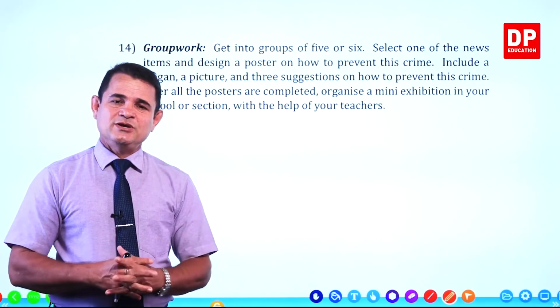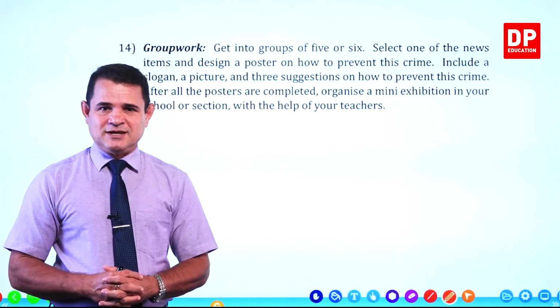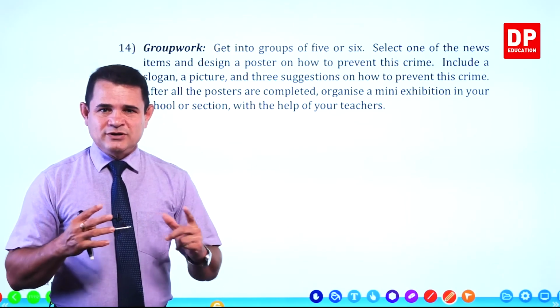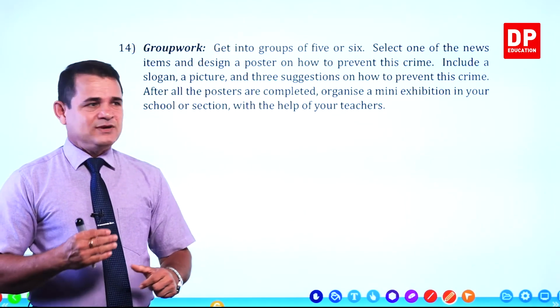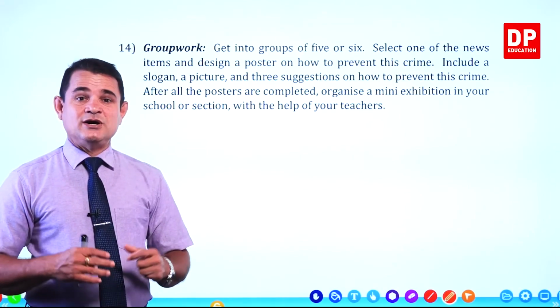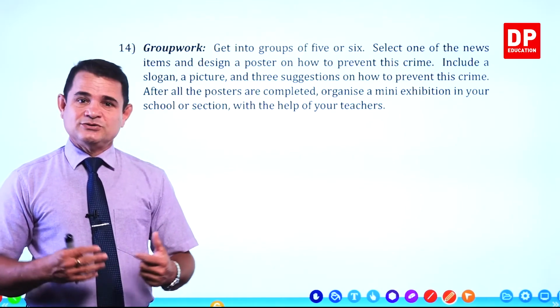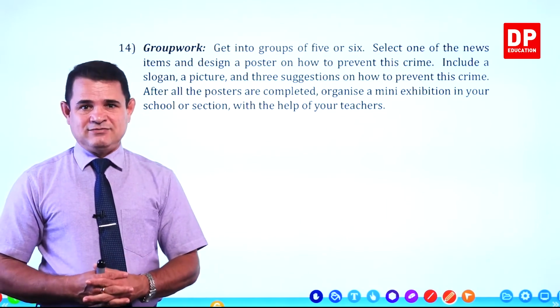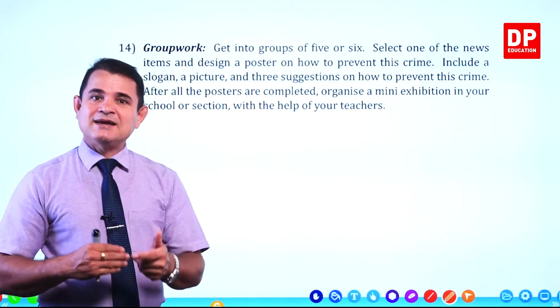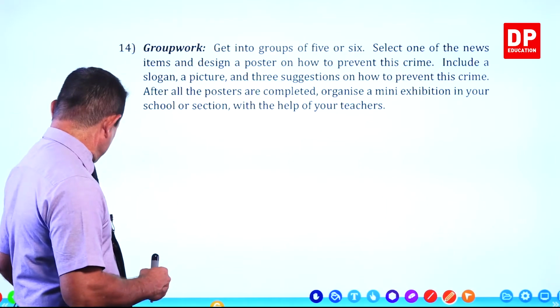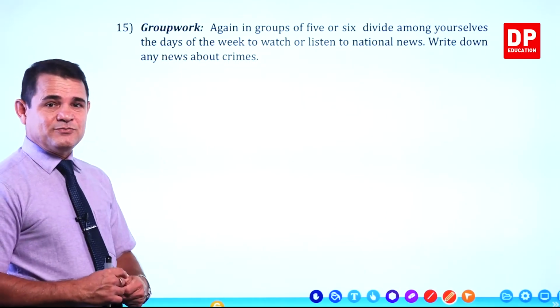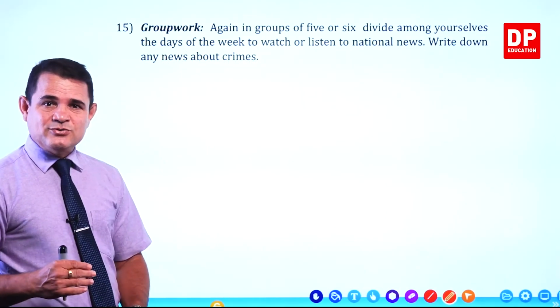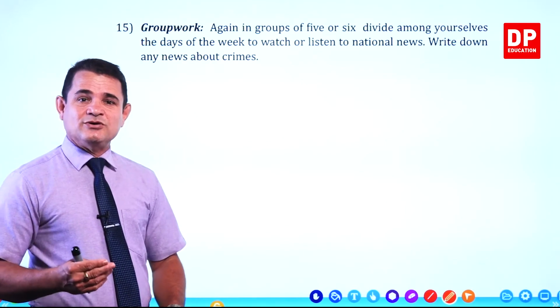So in this way you can actually enjoy the language, right? And so when you enjoy the language, when you do all these activities, you have to do all these things in English. So then you are using the language a lot. There you are practicing the language. And once again, another group work is there. Please try to do all these things in the school with your friends.